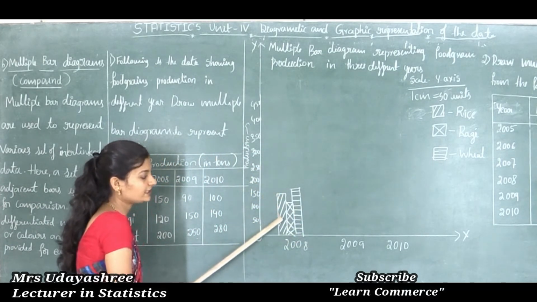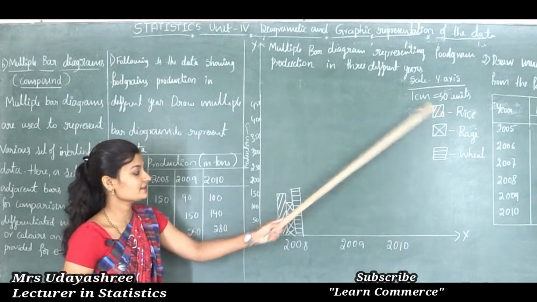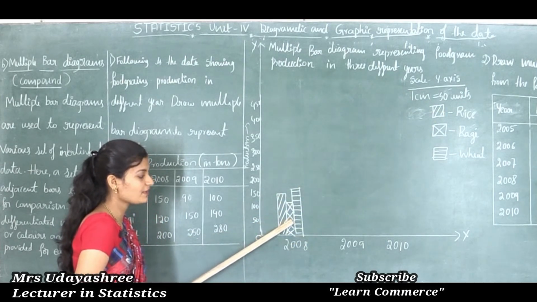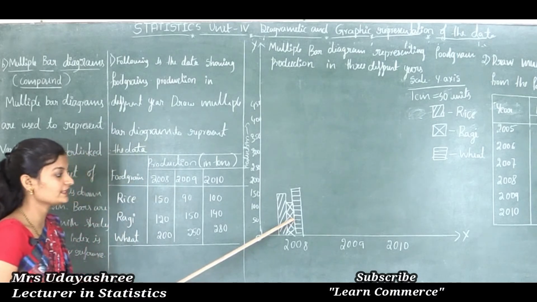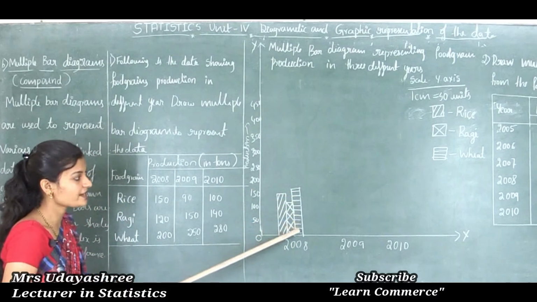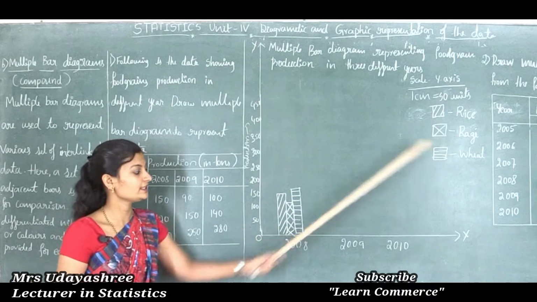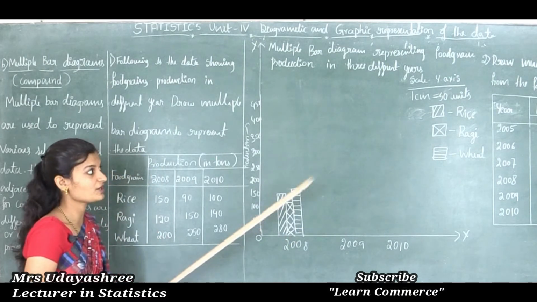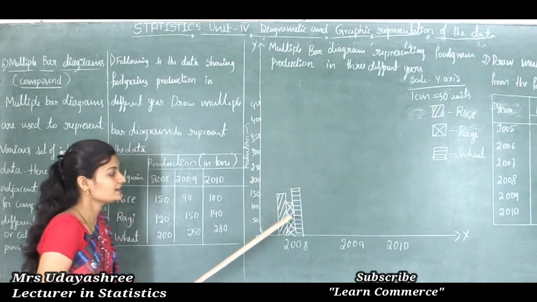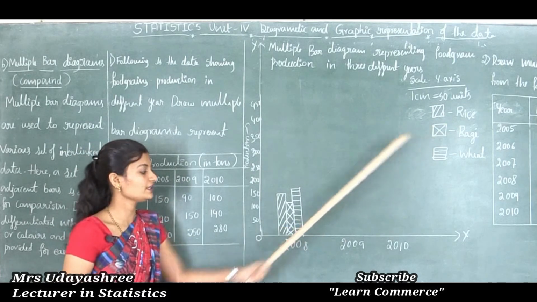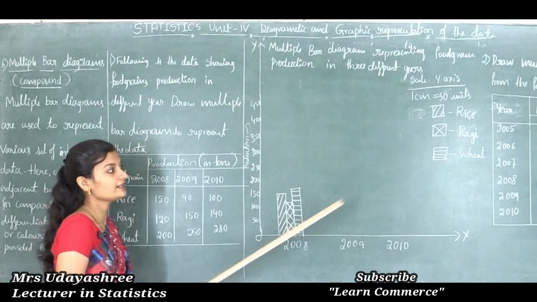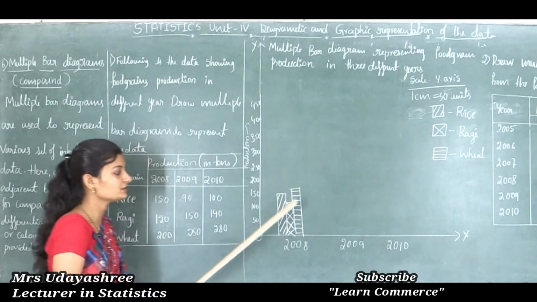See, this bar indicates the production of rice in the year 2008, this bar indicates the production of ragi in the year 2008, and this bar indicates the production of wheat in the year 2008.